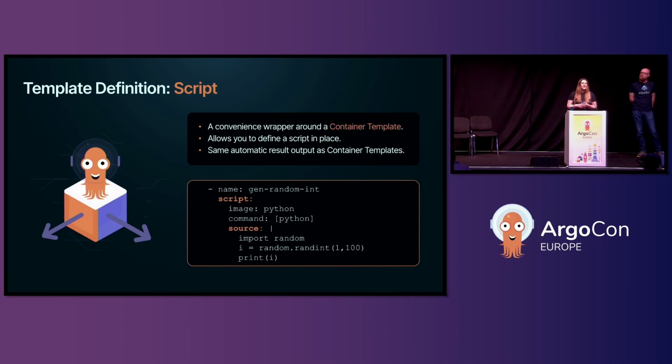But of course, there are other options available to us. And the first of these looks an awful lot like what we were just talking about. That's because this option, the script template, is really a convenience wrapper around a container template. You'll notice we've added the source field, which allows us to define a script in place. And this script is saved into a file and executed for you inside that container using the command you specify. Similar to a container template, the result of the script is automatically exported into that result variable so you can use it in later steps.